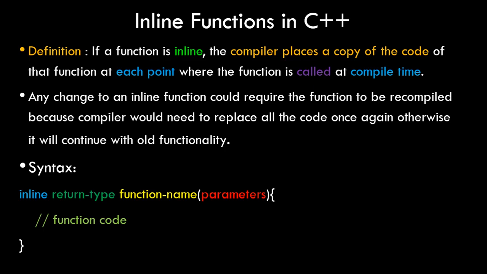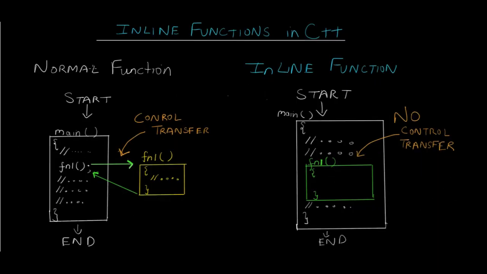So how does this work in real time, or what is the behind-the-scenes scenario? Let's take an example. As you can see on the screen, we have two scenarios: a normal function scenario and an inline function scenario. This is what happens when you have a normal function in your program. We have the start of the program from the main function, so you can see I have written start over here, and then the main function gets started. That is, the execution starts from the main function. You can see we have a normal function, fn1, being called over here. In this case, the control is being transferred to that function.